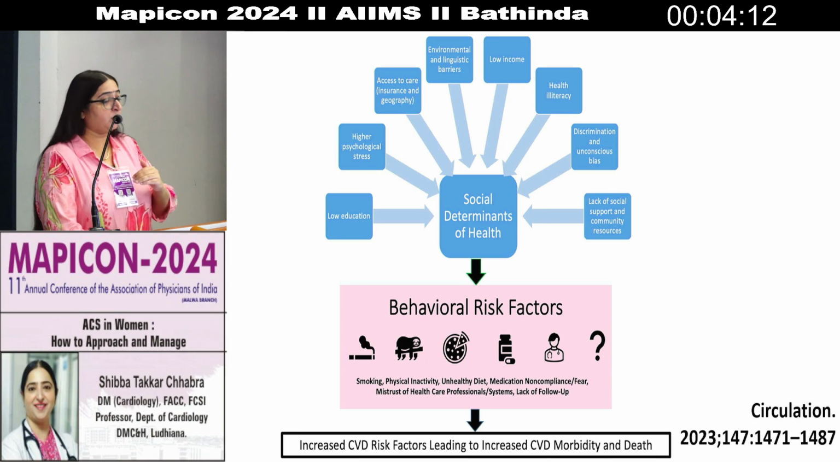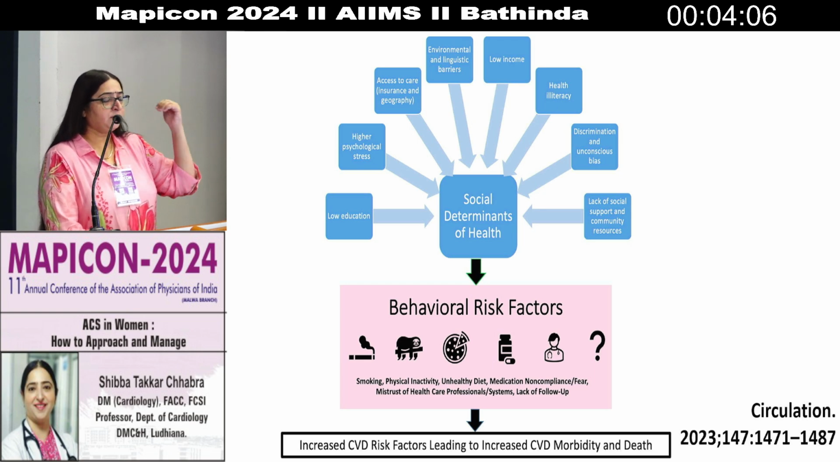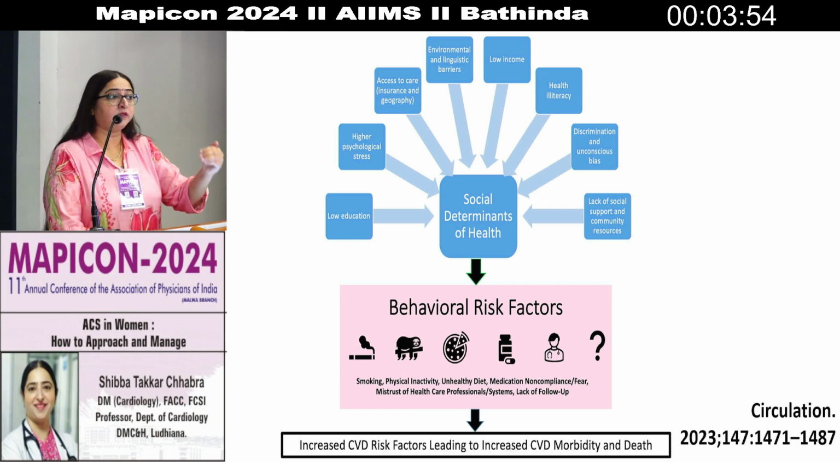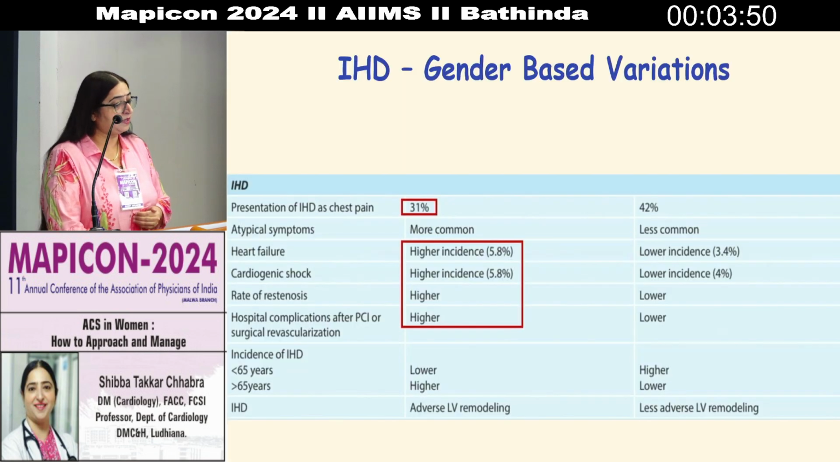And let's see what these social determinants are: low education, high psychological stress, access to care, environmental barriers, linguistic barriers, low income, health illiteracy, discrimination, unconscious bias, and lack of social community and resources. And we would agree that they occur right in front of us when women come to us with medical ailments.